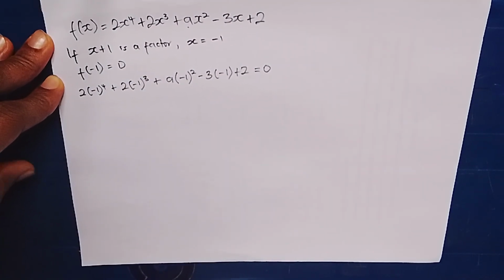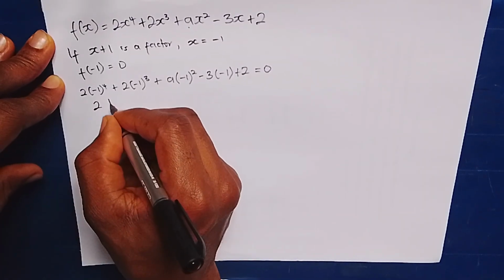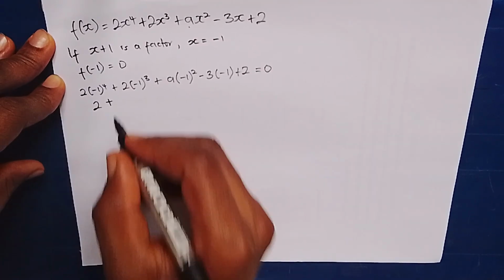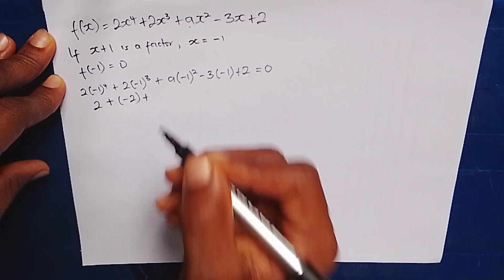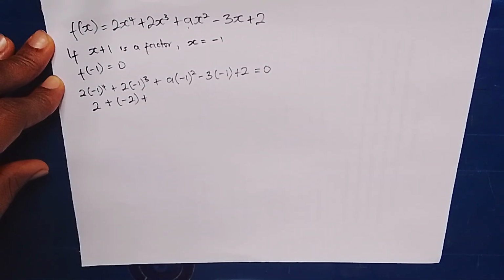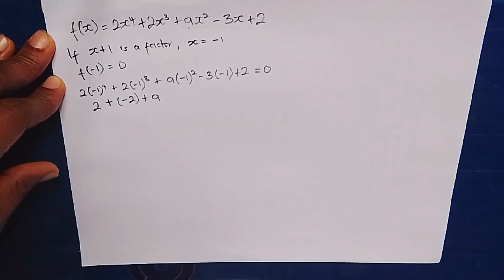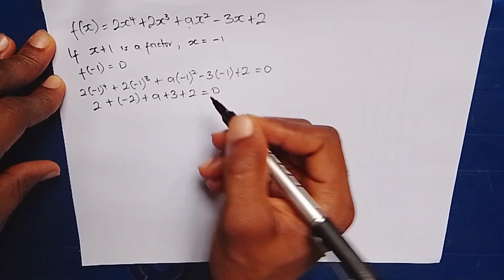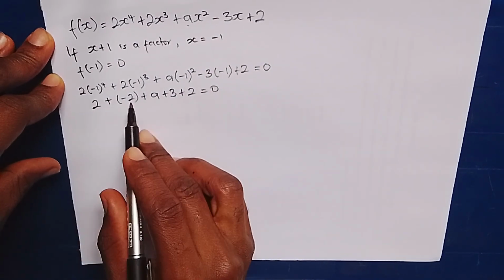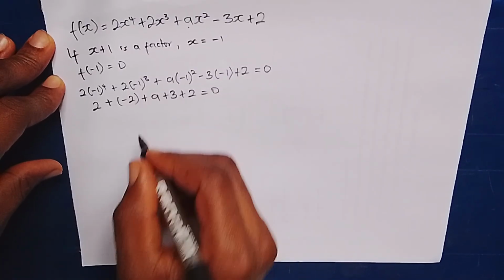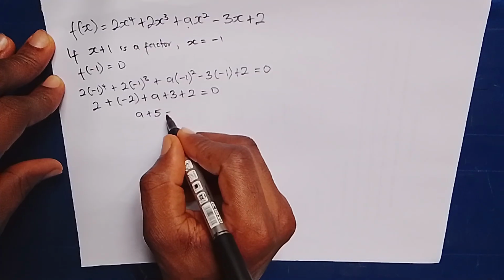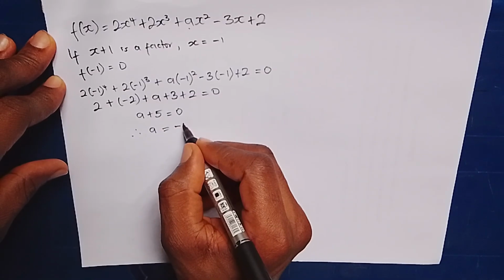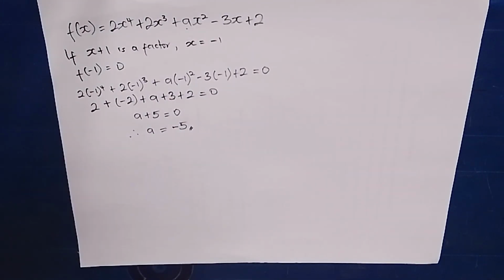Now, minus 1 raised to the power 4 is 1. 1 times 2, we have 2. Minus 1 raised to the power 3 is minus 1, times 2, we have minus 2. Minus 1 raised to the power of 2 is 1, times a, we have a. Then minus 3 times minus 1 is plus 3, plus 2 equal to 0. So by the time we simplify this, 2 minus 2 is 0. 3 plus 2 is 5. We have a plus 5 equal to 0. So therefore, our a is equal to minus 5. That's our final answer. It's that simple.